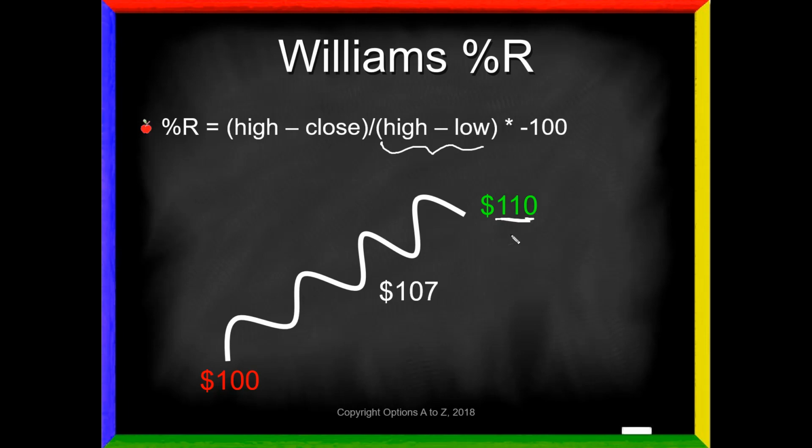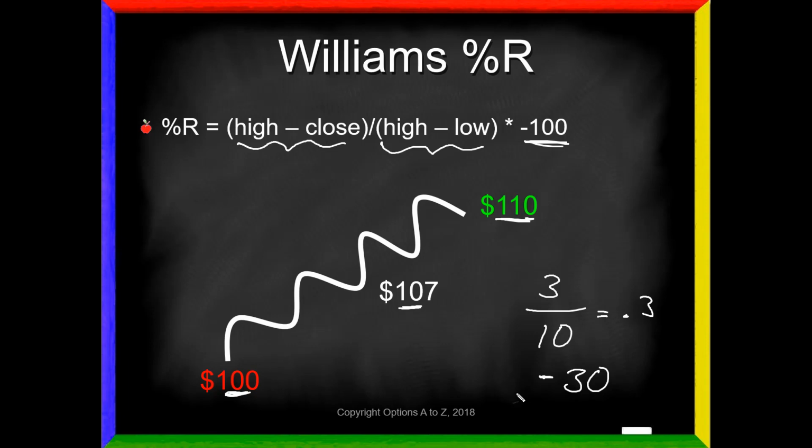Take the high price minus the low price during that time frame, so the base is exactly the same. But notice what the numerator tells you to do. It says take the high minus the close. So we're now going to take 110 minus 107, and that gives us 3. 3 divided by 10 would be 0.30. We multiply it by 100, that's going to give me 30, but notice we actually multiply it by negative 100, and that's to make this number negative.